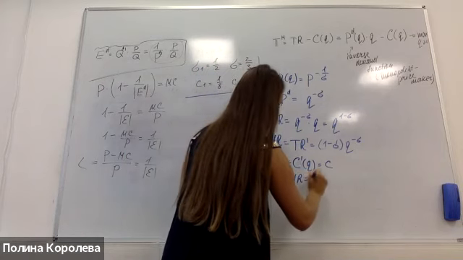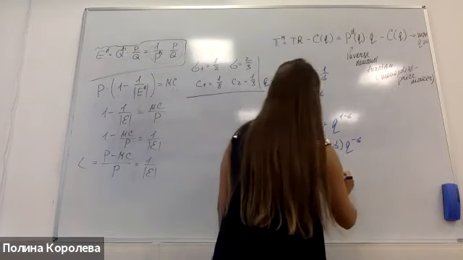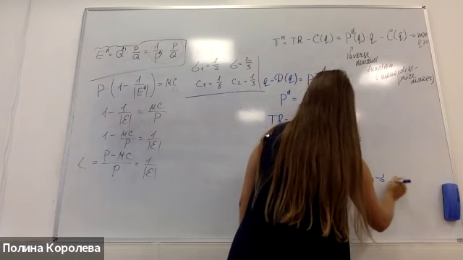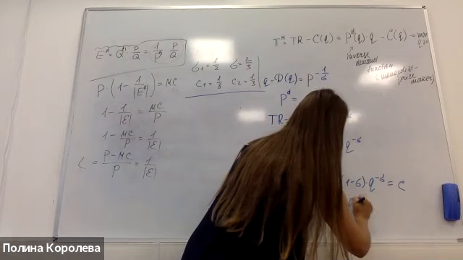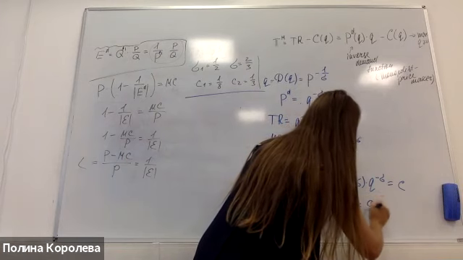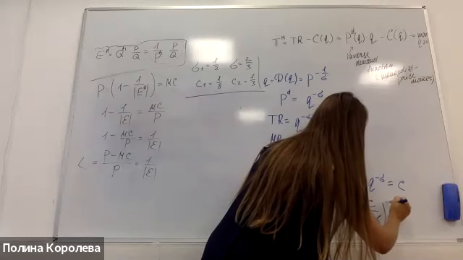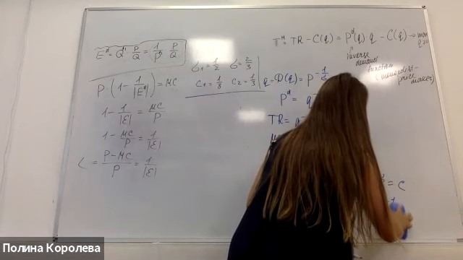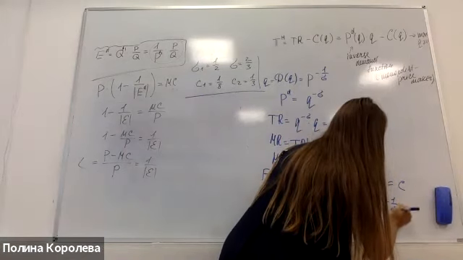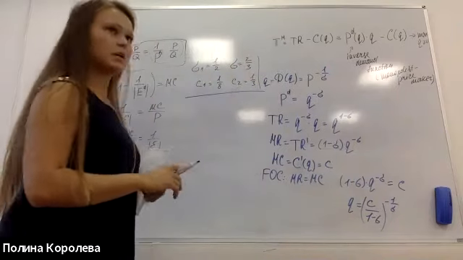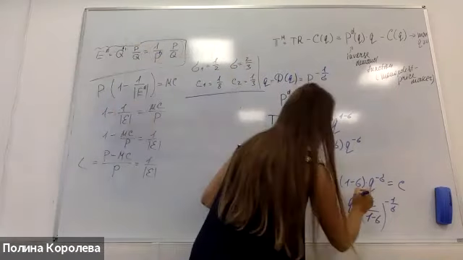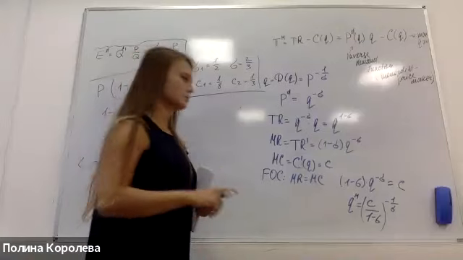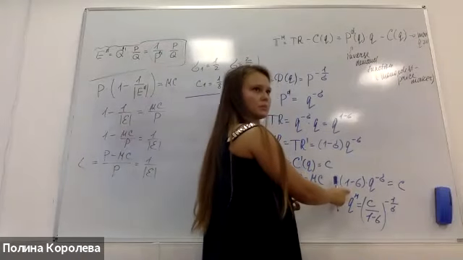Marginal revenue should be equal to marginal cost for an interior solution. It will be 1 minus sigma multiplied by Q to the minus sigma is equal to C. Q will be equal to C divided by 1 minus sigma, to the power of minus 1 divided by sigma. This is the quantity that the monopolist will produce, the optimal quantity, Q star or Q M for the monopolist.